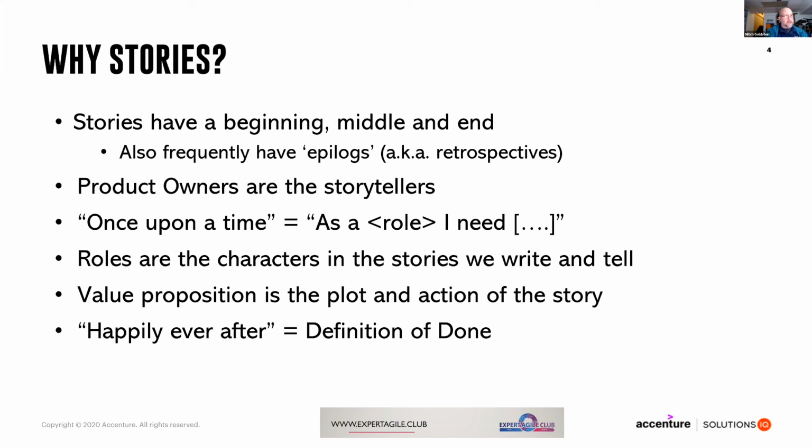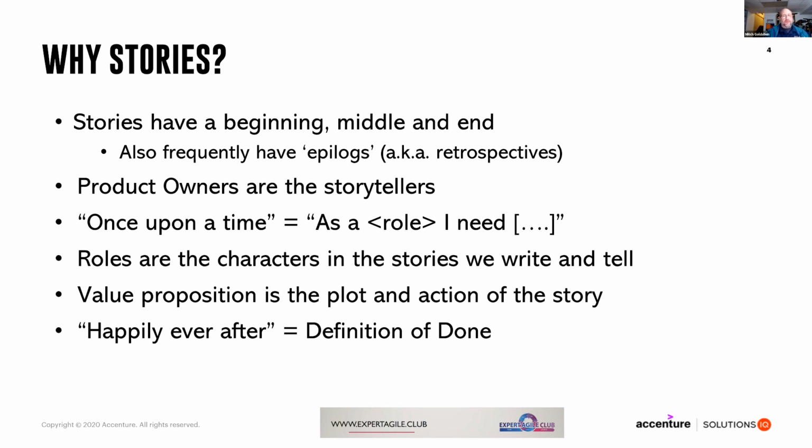It was used as a metaphor for a conversation, and it's meant to be a thing that has a beginning, a middle, and an end, much like a fairy tale. Frequently, we will have epilogues with our stories, which you can think of as kind of retrospectives to our story. In our world, the storytellers are product owners and other people who are involved with product management teams.